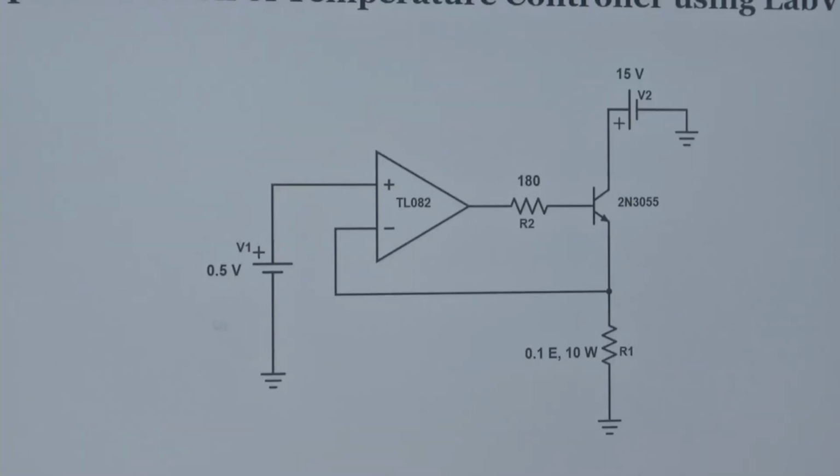Whenever we change the voltage at the positive terminal, the voltage drop across this resistor also changes. Since the resistor is fixed, the current flowing through it also changes. That is why this is called a voltage controlled current source. By controlling the voltage at the input, we can control the current flowing through the circuit.